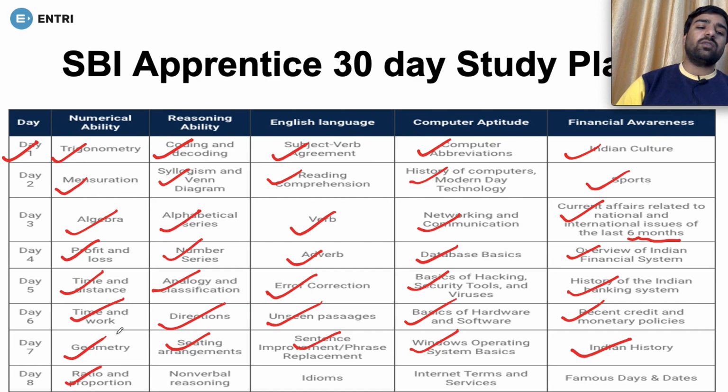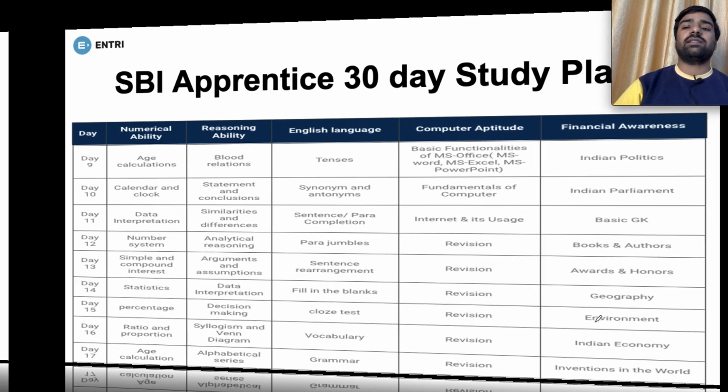On day 8, go with ratio and proportion from numerical ability, non-verbal reasoning from reasoning ability, idioms from English, internet terms and services from computer, and famous days and dates from financial awareness.